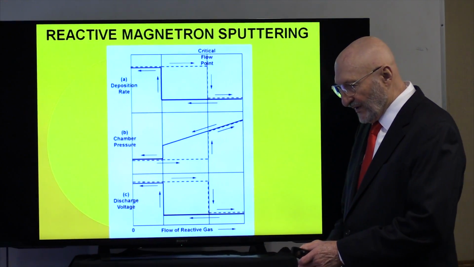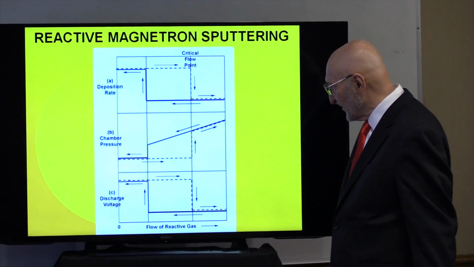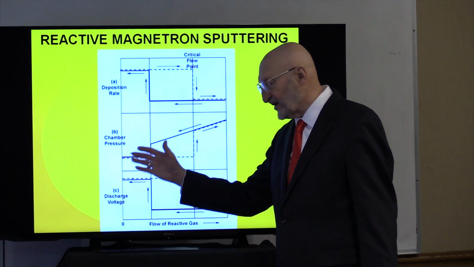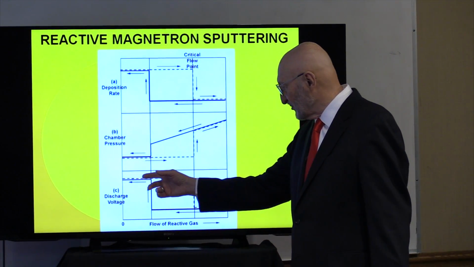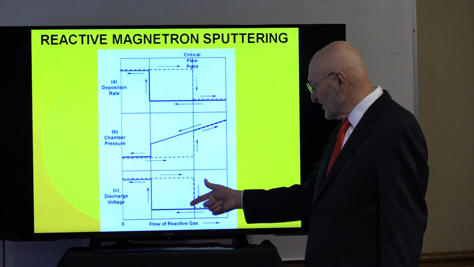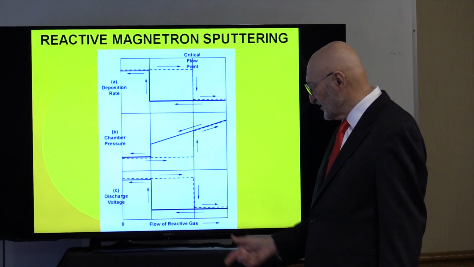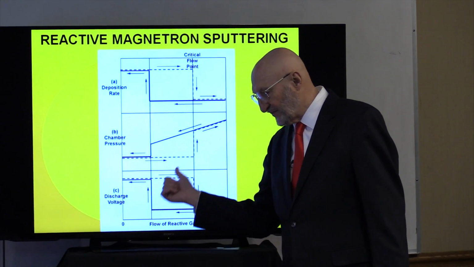Now, also, the power supply for the sputtering, the discharge voltage changes. So I'm in this metallic mode and I'm going along here happily, and all of a sudden it poisons and the discharge voltage drops considerably. And again, I've got to back up on the gas.